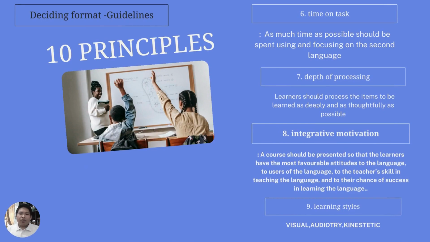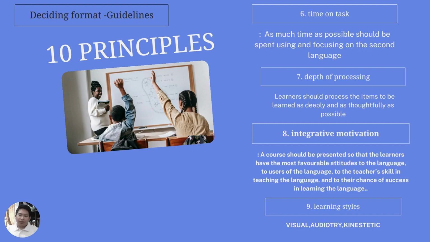And the next is time on task. As much time as possible should be spent focusing on the second language. And the next is depth of processing. Learners should process the item to be learned as deeply and as thoughtfully as possible. And the next is integrative motivation. And the next is learning style: visual, auditory, and kinesthetic.